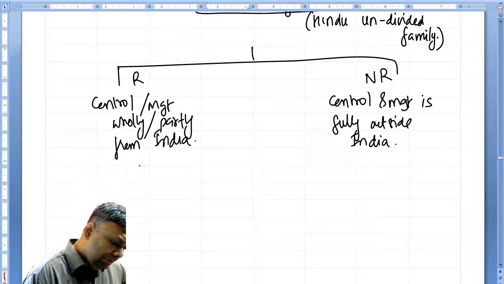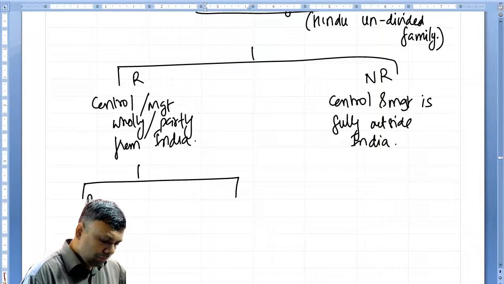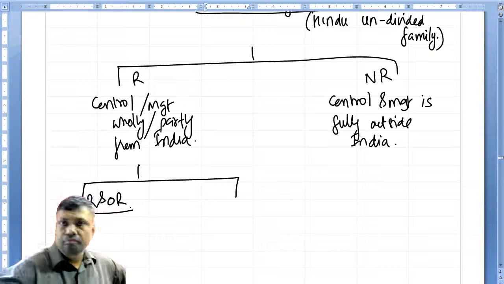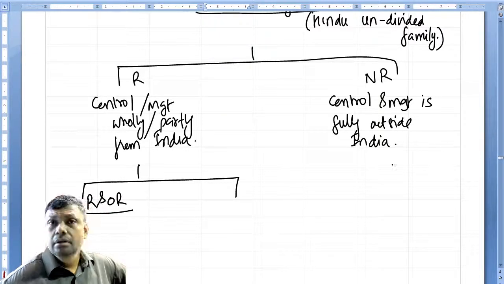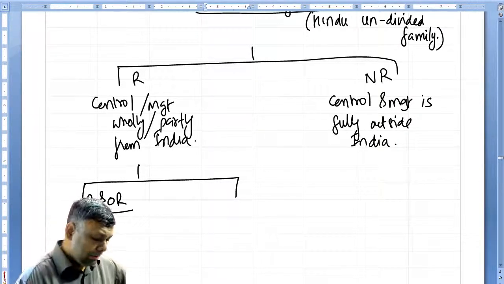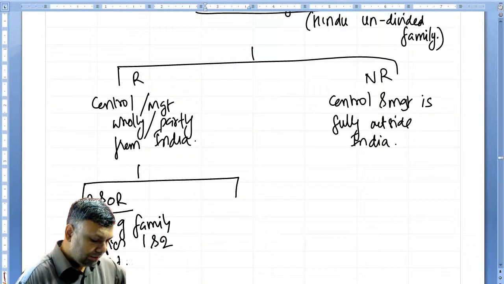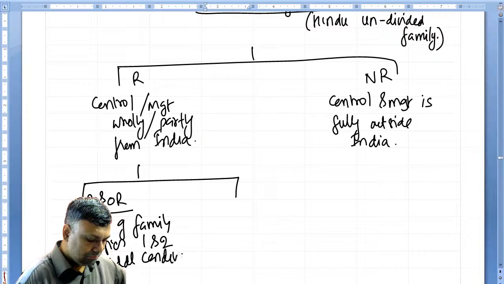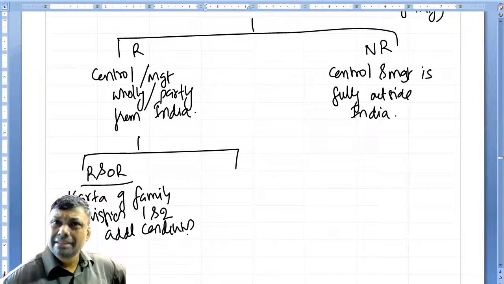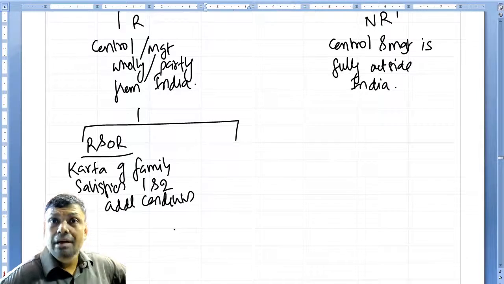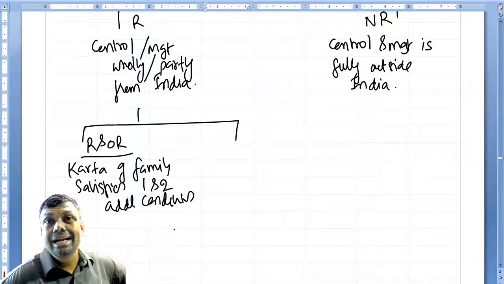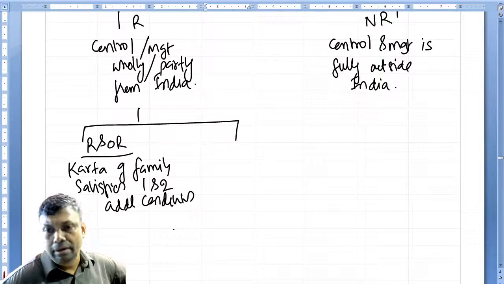However, for resident and ordinarily resident, if the karta of the family satisfies the 2 additional conditions, which are the same as those of an individual. Now let me tell you what is a karta of the family. The karta is basically the head and brain of the family, the head of the family.